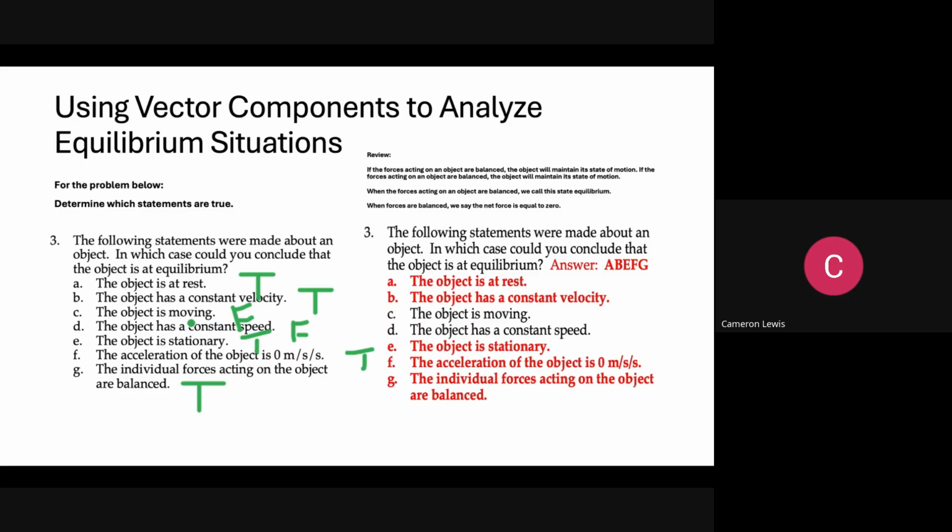I'll take that as a yes. And then the object just moving, just because it's moving, it could be moving and still be either accelerating or it doesn't have to. It could be at equilibrium. You don't know. You needed more information for that. But I did good. I did good.